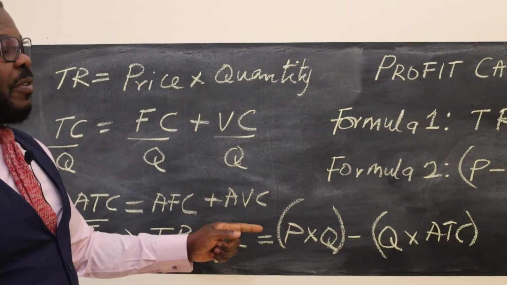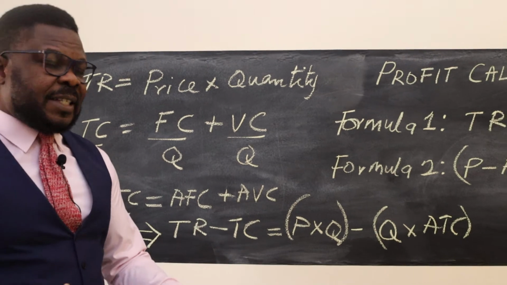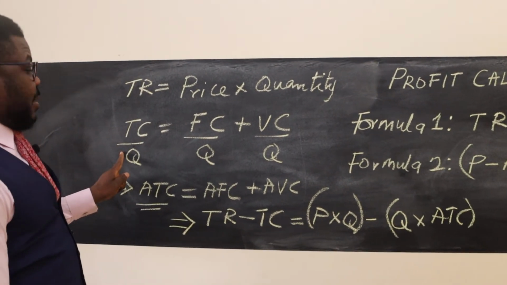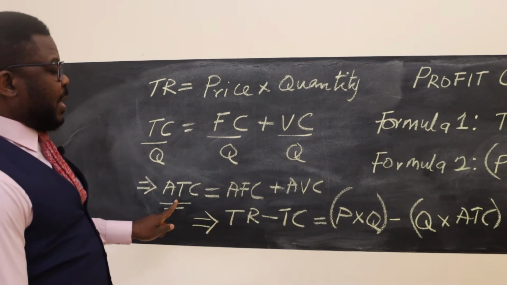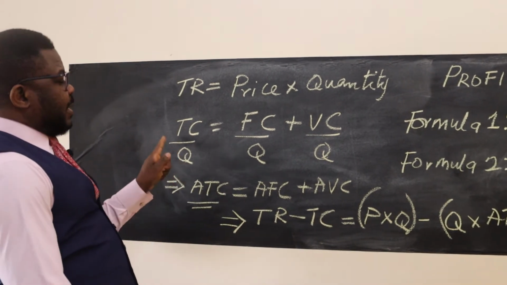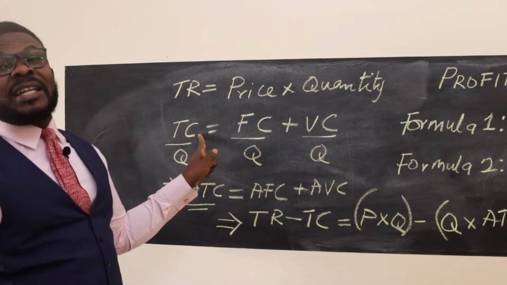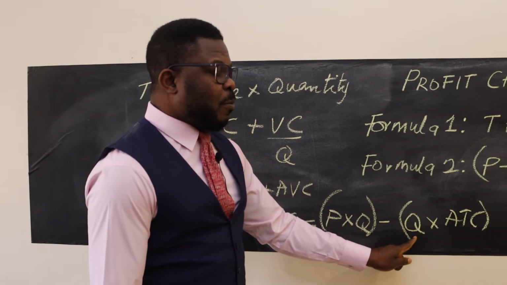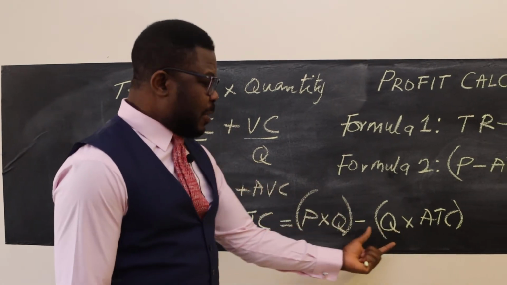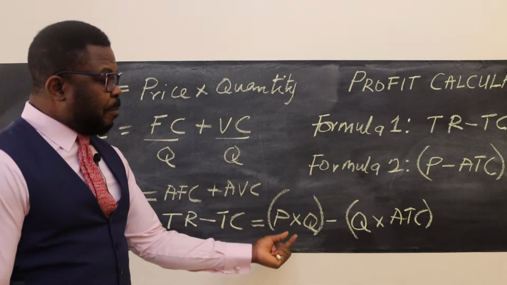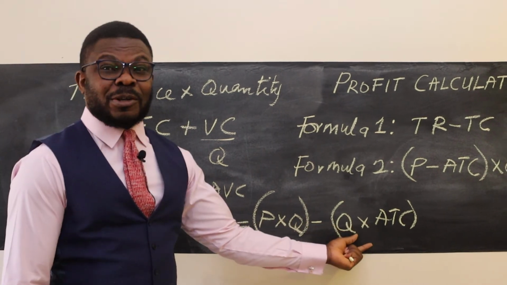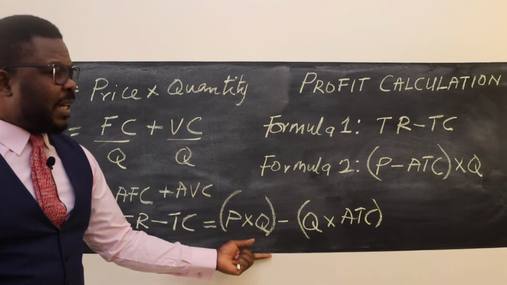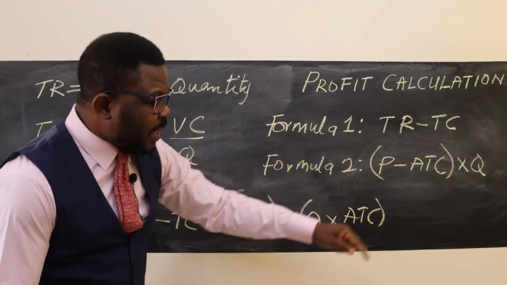This is the same as total revenue minus total cost. Why is it the same? Well, if you divide total cost by quantity to get average total cost, if you multiply the Q by ATC, you should be able to get the TC. So all we are doing here is multiplying the quantity by ATC to get the total cost. So we can rewrite this equation as total revenue minus total cost. It's the same thing. But this doesn't look very clean. Let's make it clean. And that's what is going to give us that formula over here.